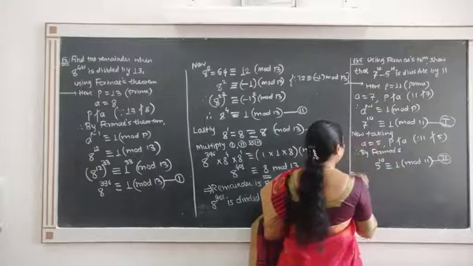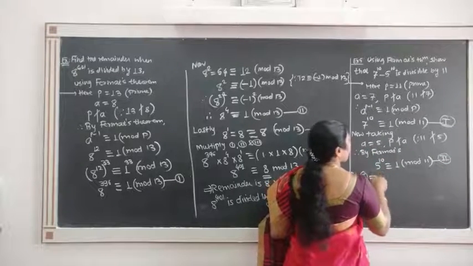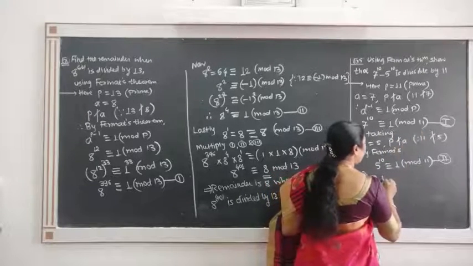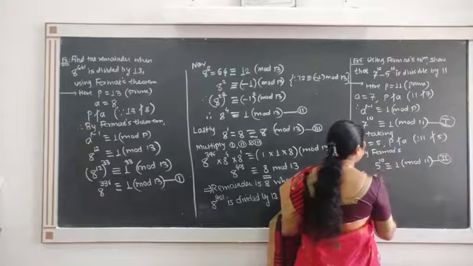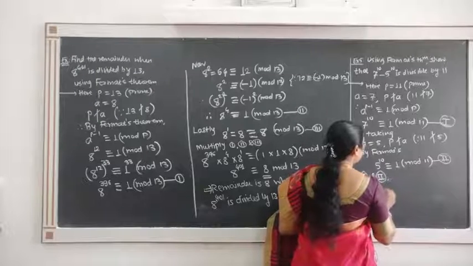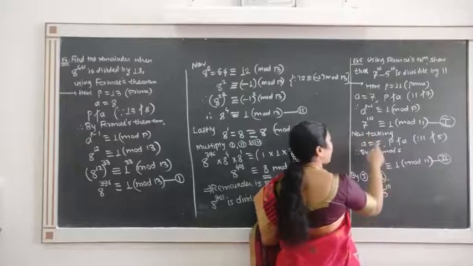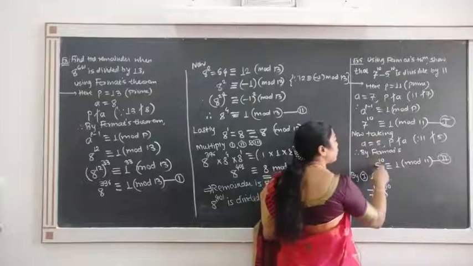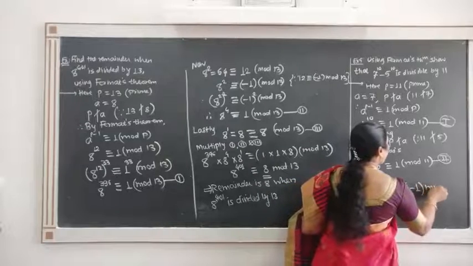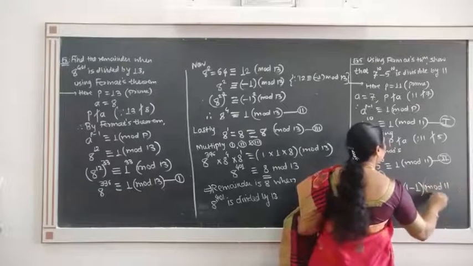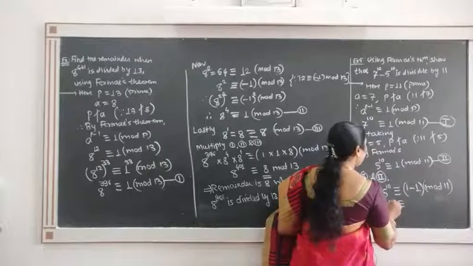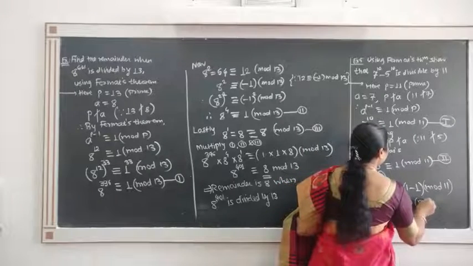Now by equation 1, because 7 raised to 10 is congruent to 1 modulo 11, this implies that 7 raised to 10, so 1 and 2 implies that 7 raised to 10 minus 5 raised to 10. If you subtract these two equations, 7 raised to 10 minus 5 raised to 10 is congruent to 1 minus 1 modulo 11. And 1 minus 1 is 0.